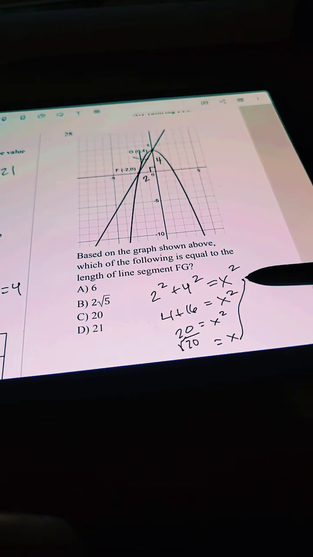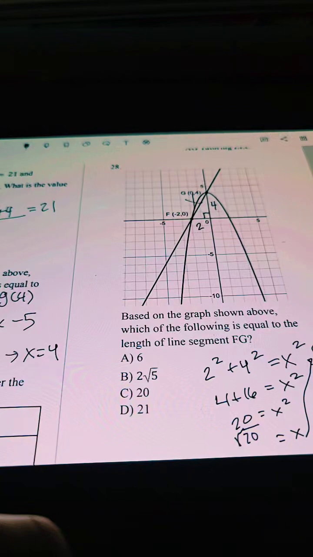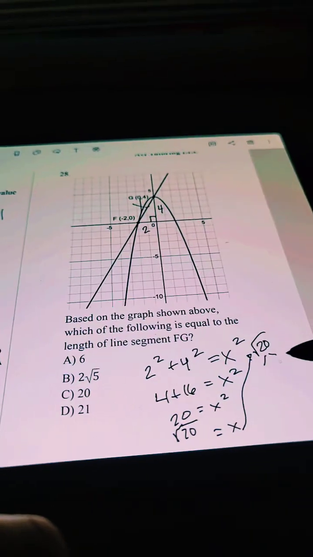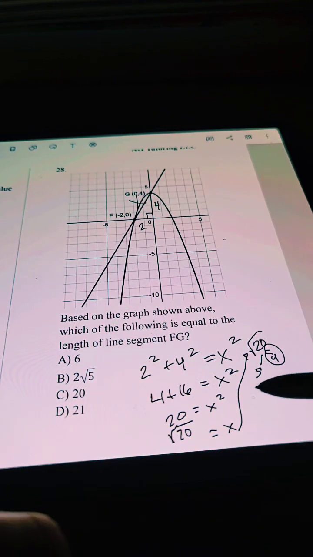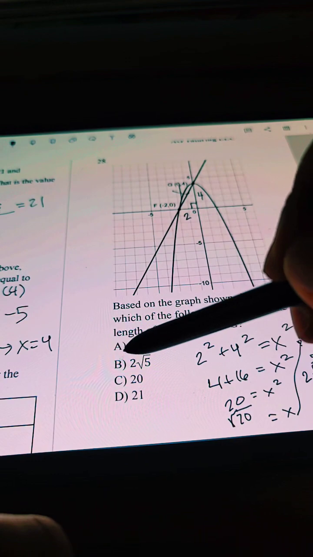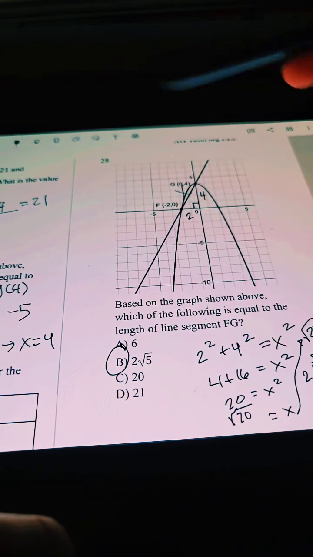Let me just move it up here. So the square root of 20, you can break down into 5 times 4 on the inside. 4 is a perfect square that you can take out. So the square root of 4 is 2, so then it's 2 root 5. So yes, you are correct. It would be B, 2 root 5.